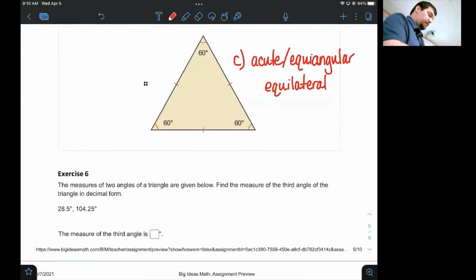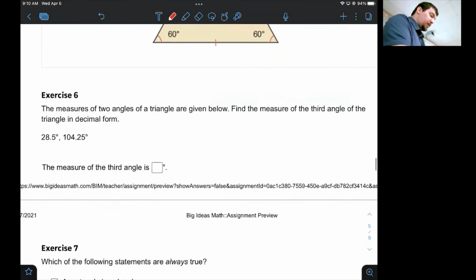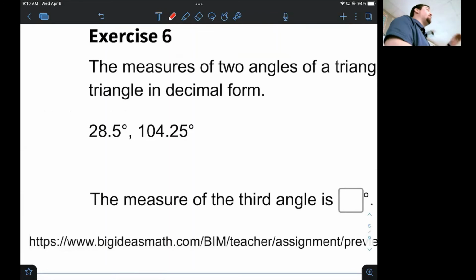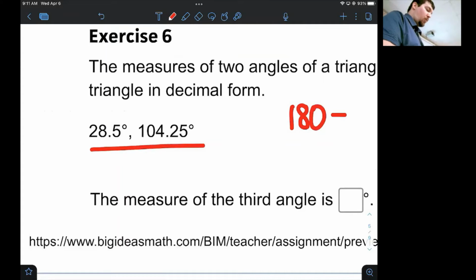All right, number 6. Number 6 says the measures of 2 angles in a triangle are given below. Find the measure of the 3rd angle in decimal form. Well, what do the 3 angles of a triangle add up to? 180. So I know that these two angles plus the third one has to add up to 180. So I can start by taking 180 and subtracting away whatever these two angles add up to. Ella, what does a 28.5 and 104.25 angle going to add to?